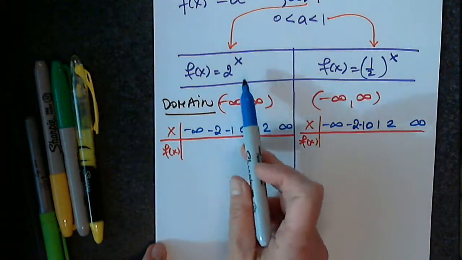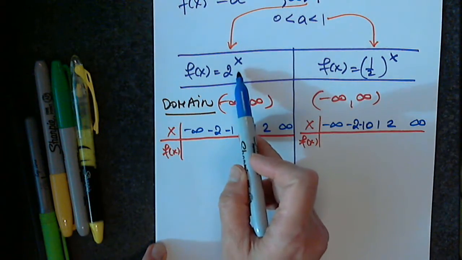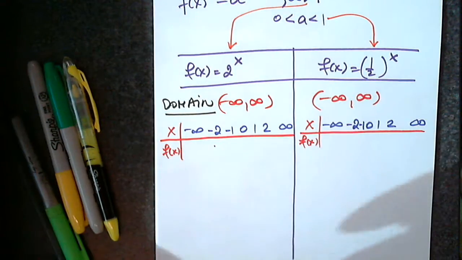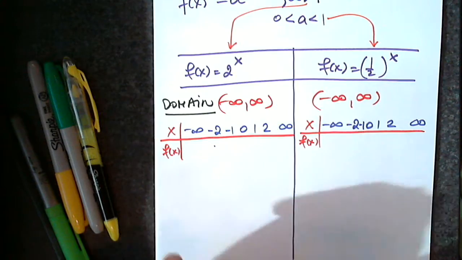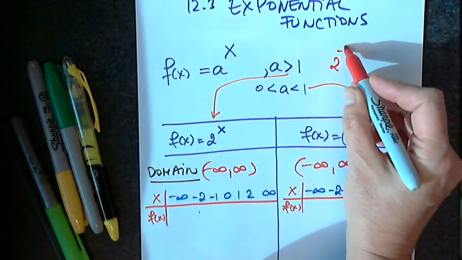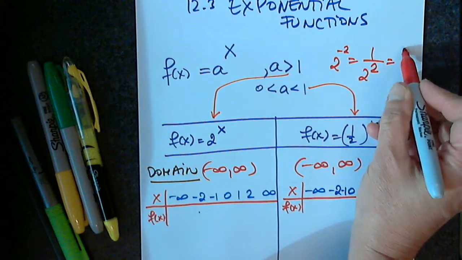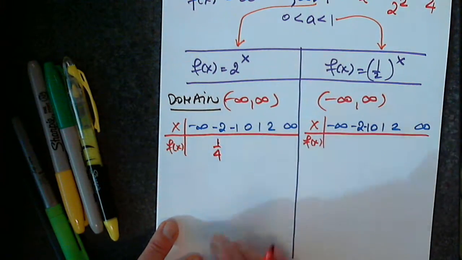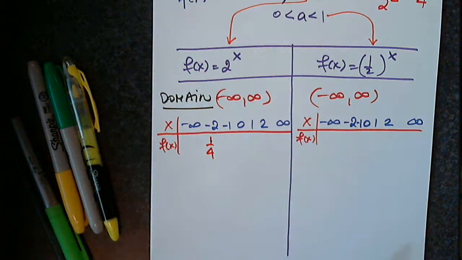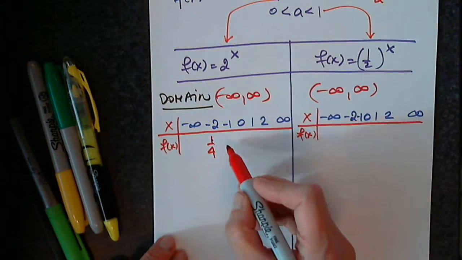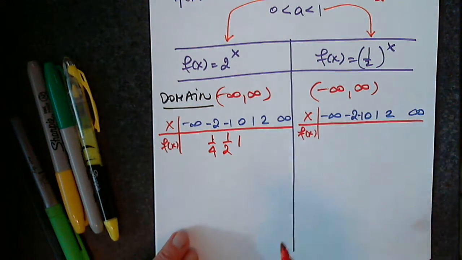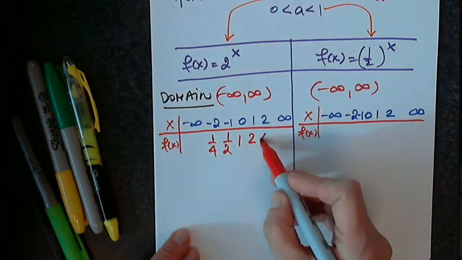Okay, so please plug in -2 in the first function. We are talking about 2 to the x. Plug in -2 and tell me what you get. Excellent. 2 raised to -2 is 1/2 raised to the second power. 2 to -2 is 1/2 to the second power, which is 1/4. Is that clear for everyone? Okay, 1/4. Can anyone give us the y value when x is -1? Do you all agree with 1/2? Please plug in 0. 1. Please plug in 1. And please plug in 2, 4.